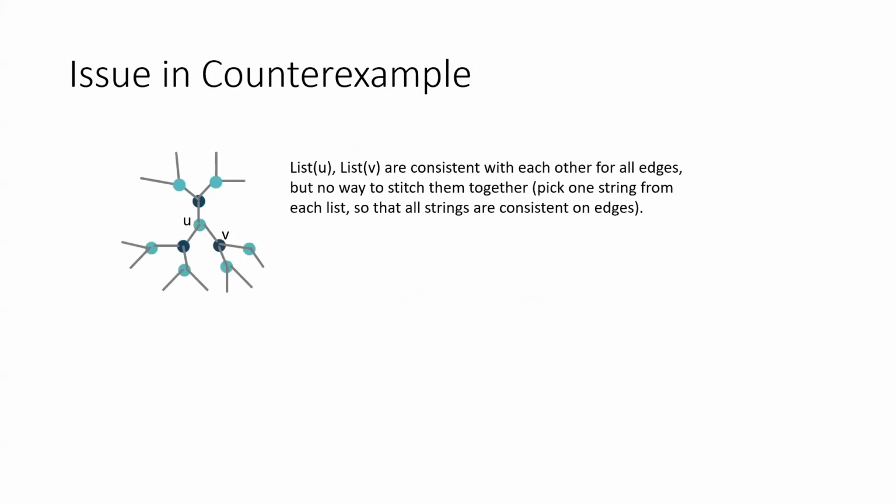Okay, so let's try to abstract the issue in this so that we'll come back to it later. So the issue is that we could build these lists on every vertex for which these lists are consistent. Like if you take the list of U and the list of V and look at them, on their intersection they are equal. But there's no way to pick one string from each list which is consistent on all the edges. So the lists are consistent, but there's no way to disentangle the lists.